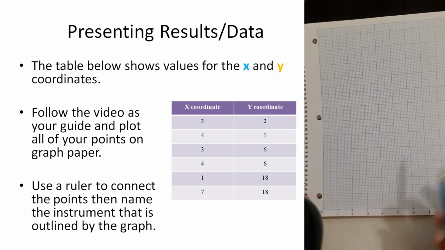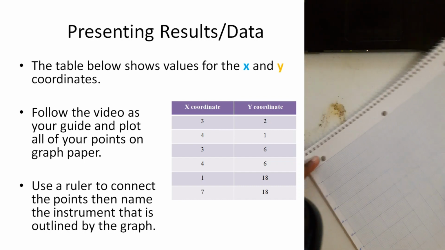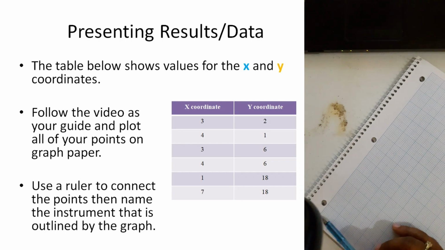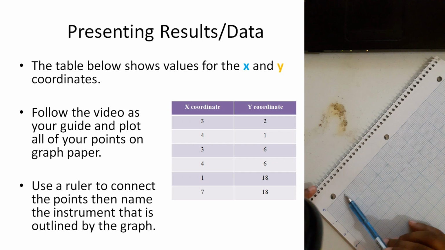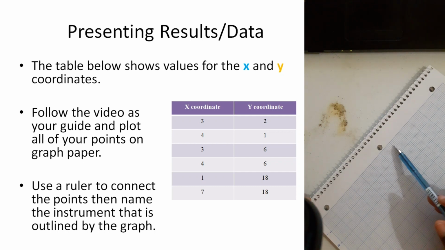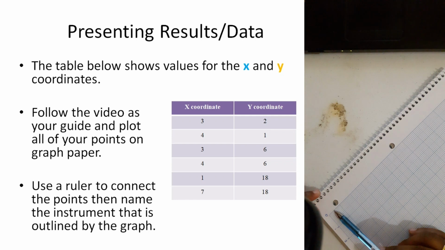Now, for the y coordinate, remember, it goes from 0 to 18. So therefore, let's see if we have 18 spaces here. We can go up in spaces of 10. So let's see, 1, 2, 3, 4, 5, 6, 7, 8, 9, 10, 11, 12. It's not enough, so we're going to have to go up in spaces of 5s.